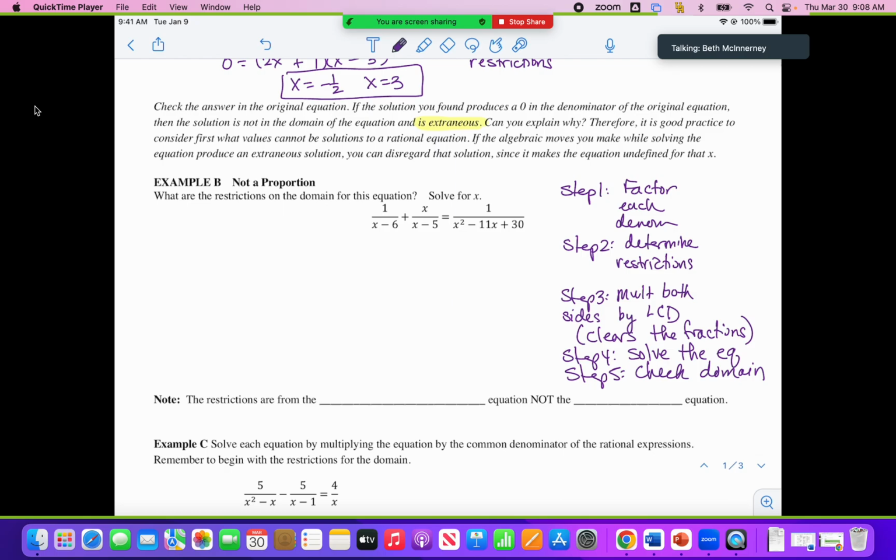Another option, well, does anybody think they could come up, instead of doing this, based on what we've learned, what would be another possible strategy to solve the equation? Any ideas? What else could we do? Instead of clearing the denominators, what else is another option here?